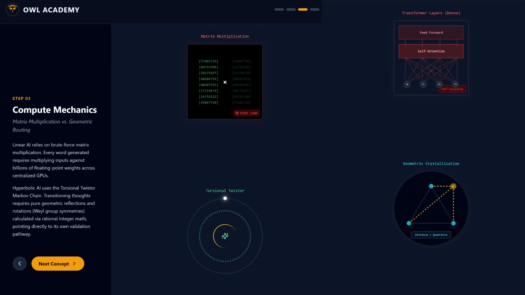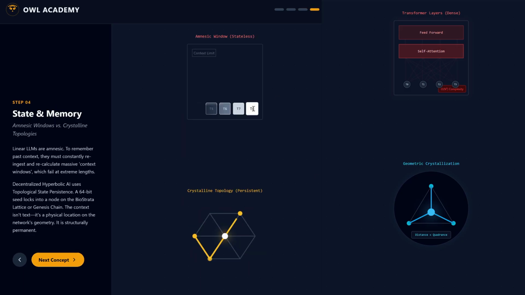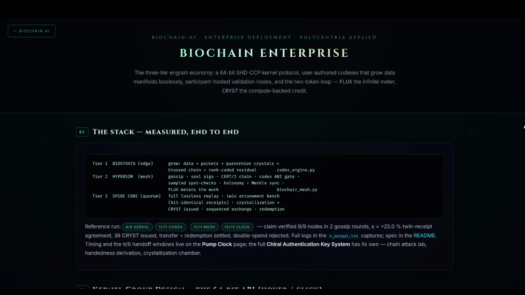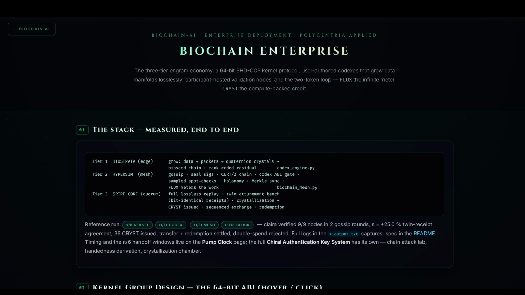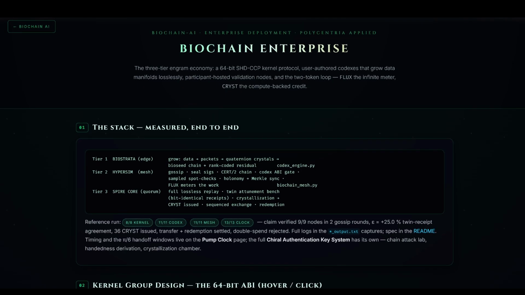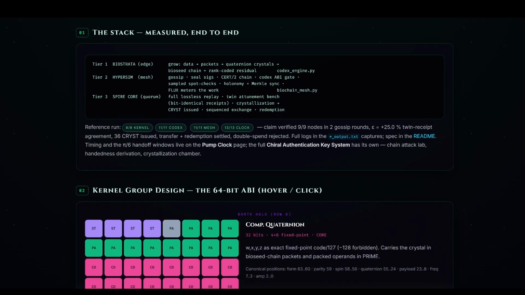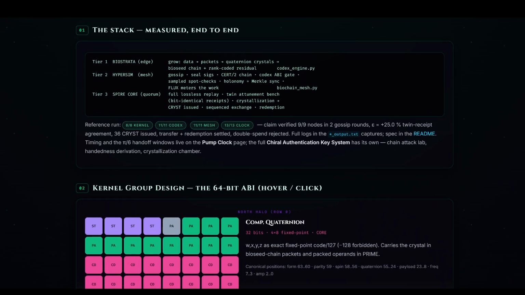Whereas standard LLMs operate like massive, centralized calculators performing brute force probability, a hyperbolic system operates like a geometric crystal, where data routes itself through physical symmetries. Biochain AI officially marks the transition from theoretical decentralized AI to practical, applied polycentria deployment. This fundamentally shifts the paradigm from linear computational bottlenecks to a geometric, hyperbolic architecture.